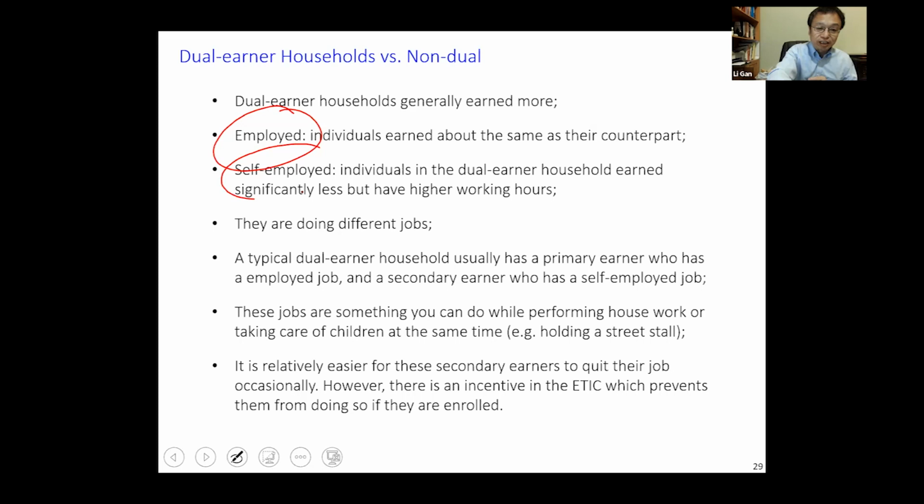Individuals who are self-employed earn significantly less but have higher working hours. A typical dual earner household has a primary earner with an employed job and a secondary earner with a self-employed job. What they do is take care of their kids while at the same time having a job, a store or a shop on the street, doing a little bit of work, managing their kids and the shop together. And this job, because it's self-employed, doesn't make much.